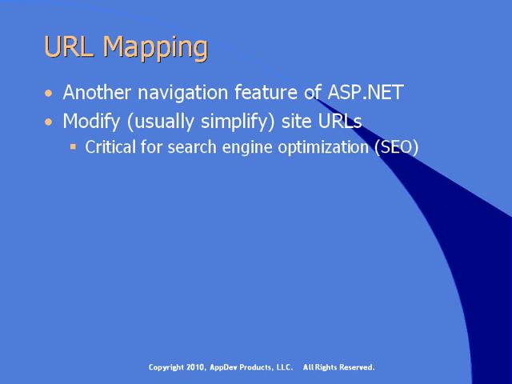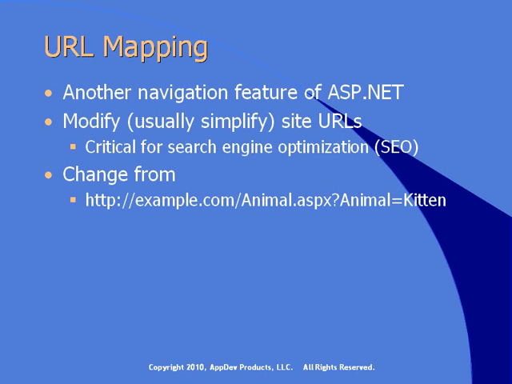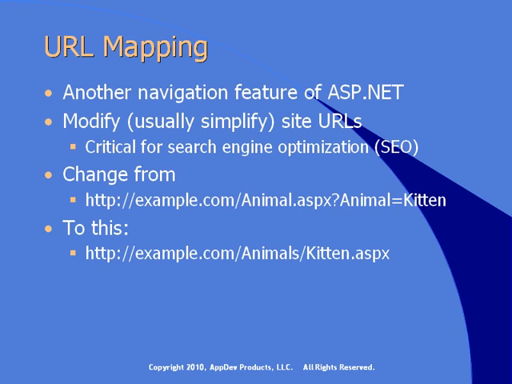A lot of search engines won't index pages that use query strings. That's changing and improving a little bit, but you can make your site a lot more search engine friendly by modifying the URLs that appear. So the way this works is that you could change from example.com/animal.aspx?animal=kitten, where you have an animal query string, and you could change it to example.com/animal/kitten.aspx. And what's really pretty amazing about this is that you don't even have to have a physical kitten.aspx page.